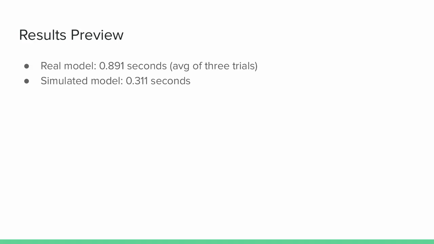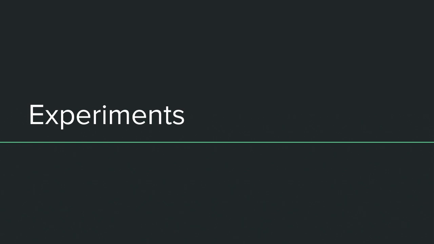A preview of the results shows us that the real magnet fell on an average of 0.891 seconds based on an average of 3 tests. Meanwhile, the simulated model, which was only tested once due to its existence in code, fell in approximately 0.311 seconds. And now, we will get into the experiments.